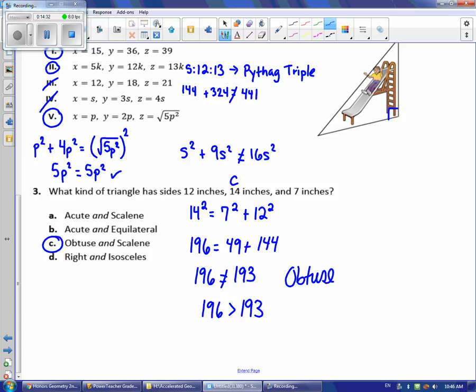Okay. Try the rest of the practice problems if you haven't already on the back of this note packet, and we will go over any questions you guys have in class.